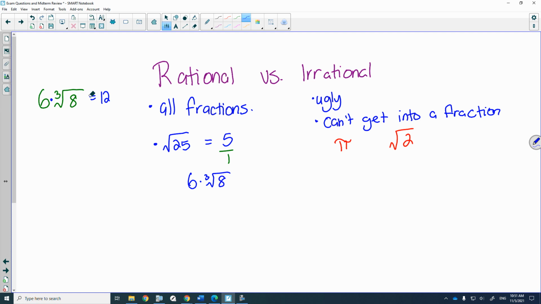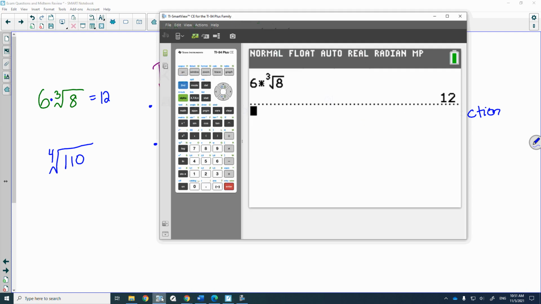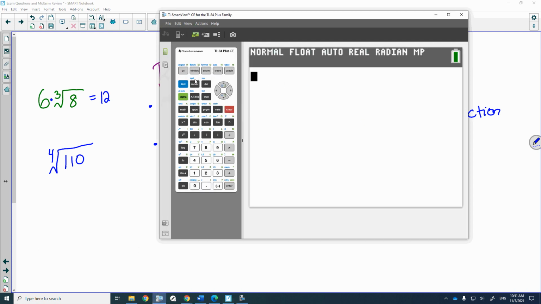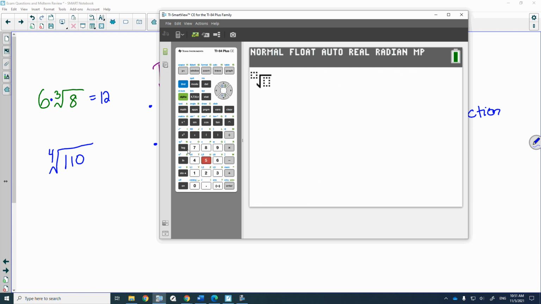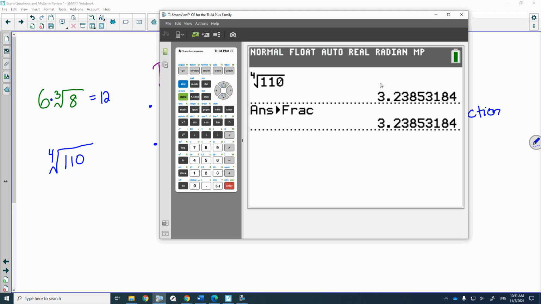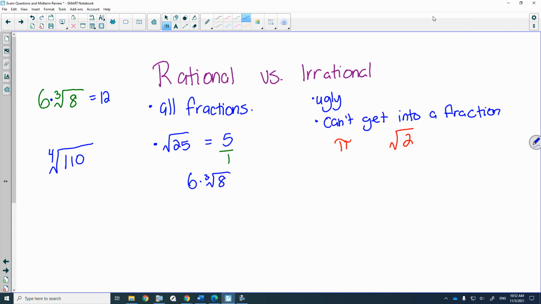Let's say I give you the fourth root of 110. Let's see if that's rational or irrational. So the fourth root of 110 is that number there. It will not go into a fraction. This is going to be an irrational number.